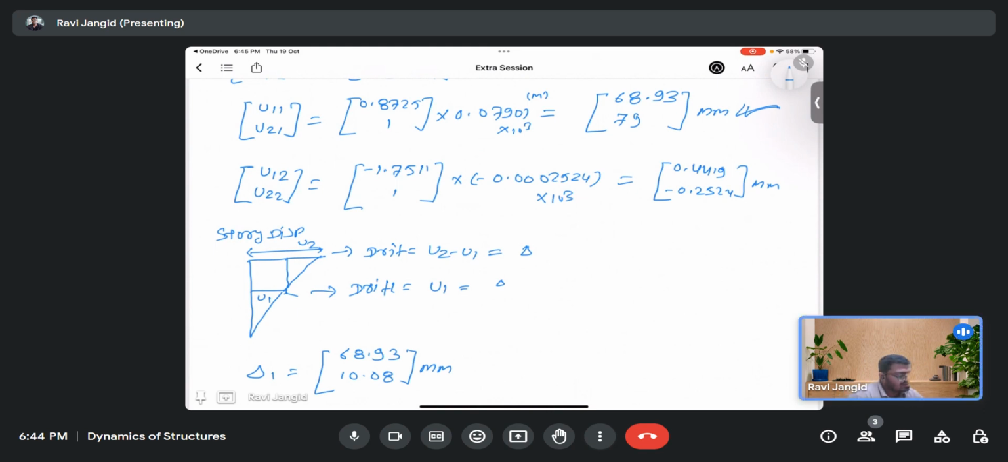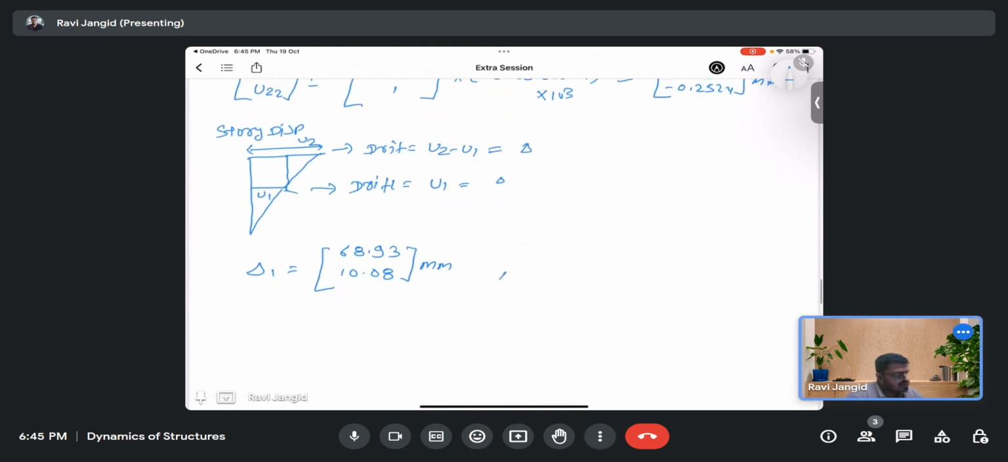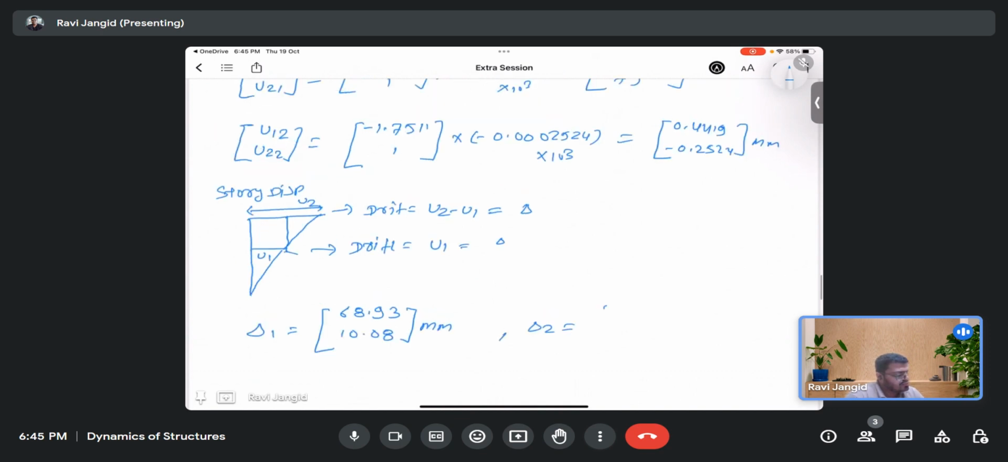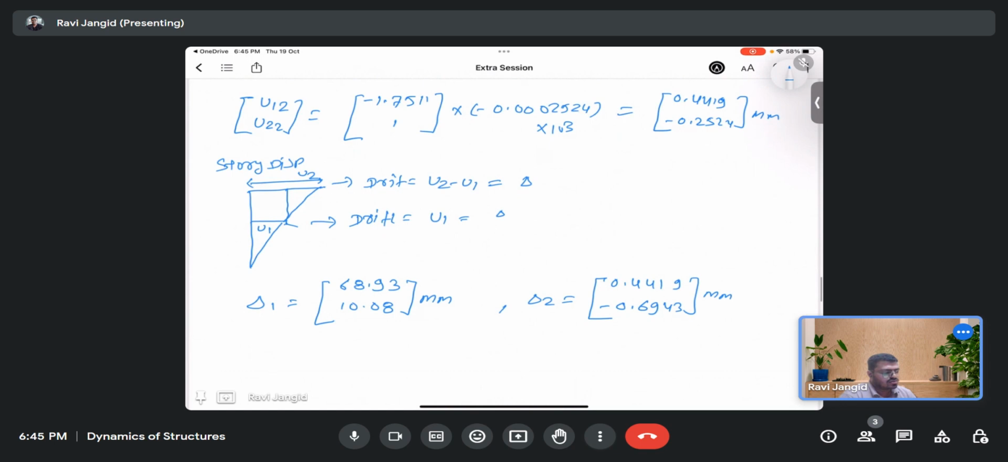So now for the second mode, delta 2, for the first story, it would be 0.4419. And for the second story, it would be minus 0.25 and then minus 0.44, so it would be minus 0.6943. Is it okay? Any doubt? Second minus first. In this, your mode is like that.